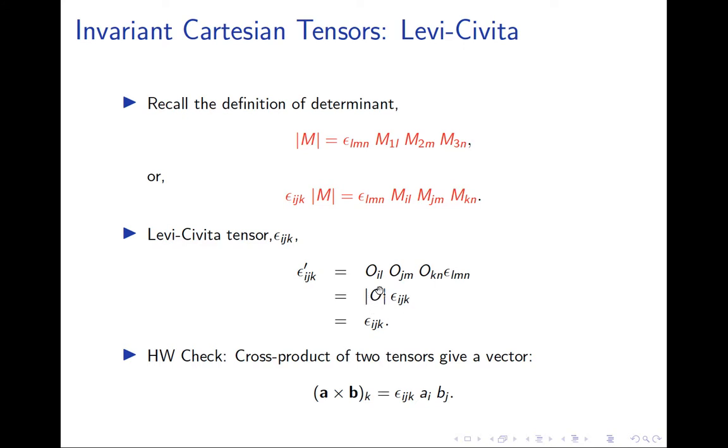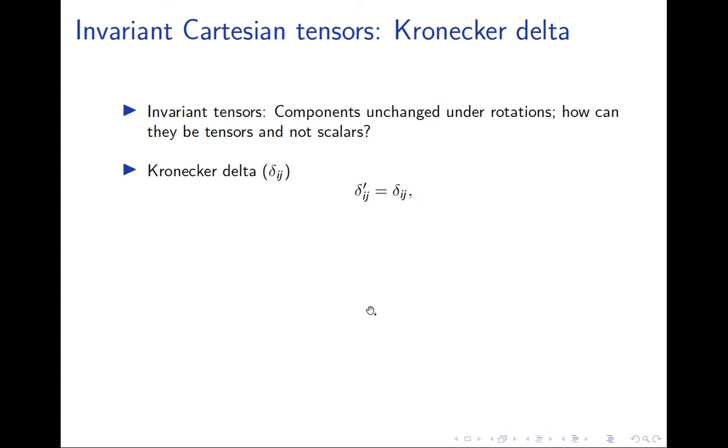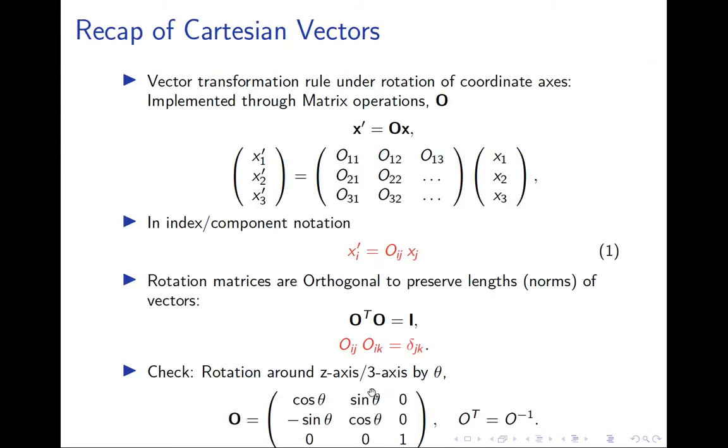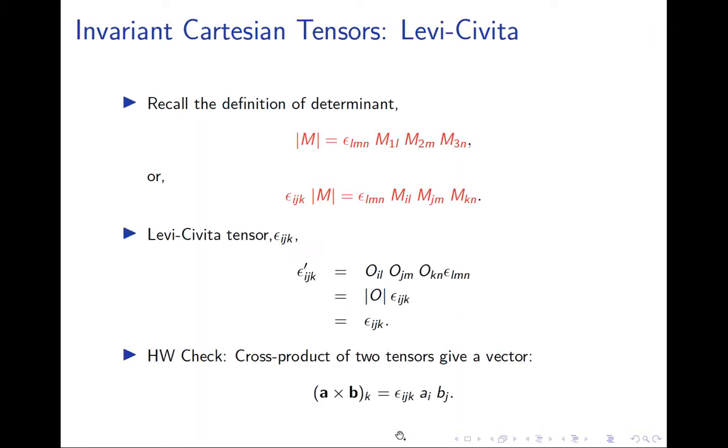And what is the determinant of an orthogonal transformation? Let's check. For a rotation, I'm sorry. So this is a rotation. Let's check what the determinant is. Well, the determinant will turn out to be cos squared theta plus sin squared theta times 1, that is 1. This will turn out in general to be so for rotation matrices. The determinant of a rotation matrix is always equal to 1. So you get epsilon prime ijk, the ijk component in the primed frame, is the same as the ijk component in the unprimed frame. So this is again showing that the Levi-Civita is an invariant Cartesian tensor.